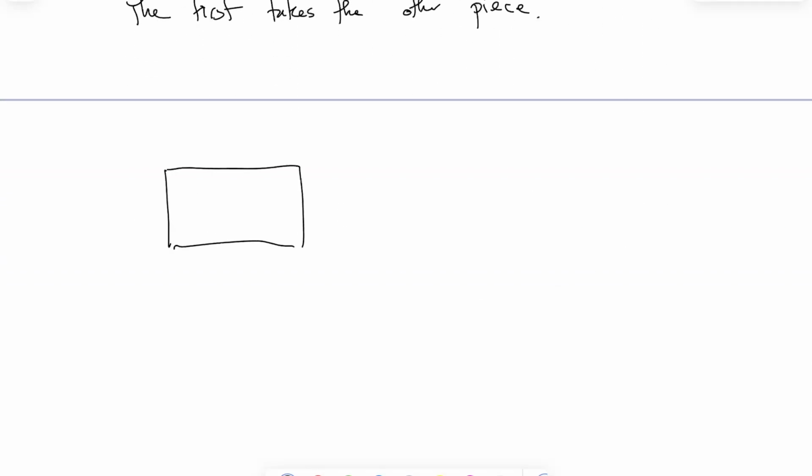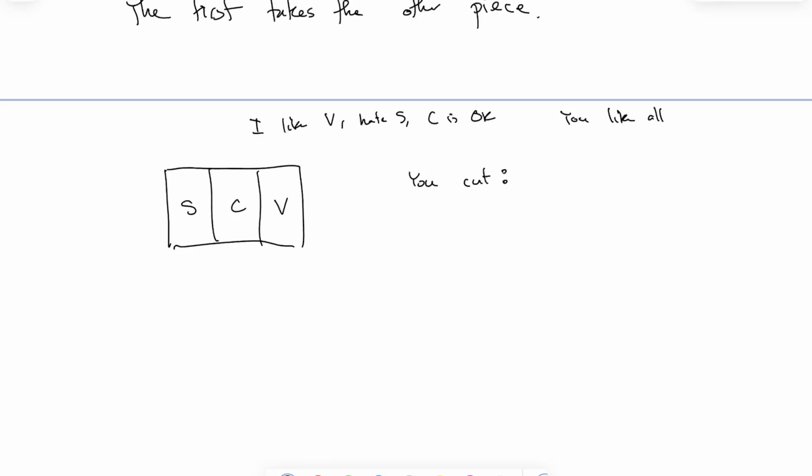So this is what we're talking about here: strawberry, chocolate, vanilla, like that. All right? And let's just imagine what would happen if we did this in real life. So let's say you cut. Remember, I said at the beginning, your values, I will just remind us, I like the vanilla the best, I hate the strawberry, and chocolate is okay, right? You like all equally.